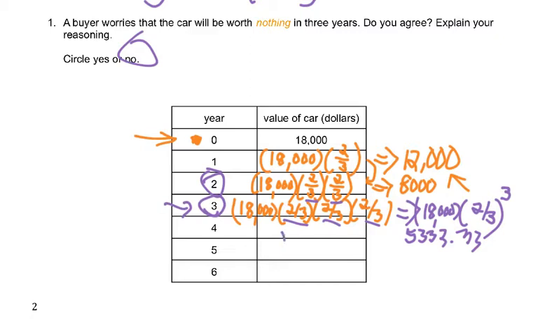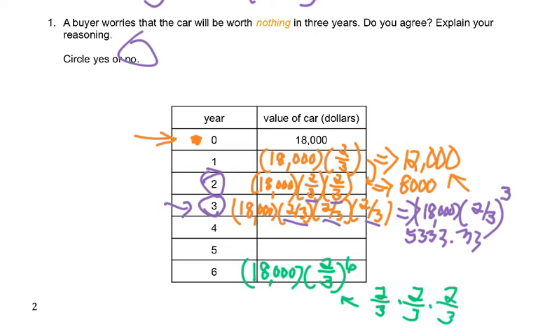I can keep going. But it just takes too much time, right? I mean, I could keep filling in the table, and I just keep following the pattern. So this very last cell down here, for year 6, would look like this: 18,000 times 2/3 raised to the power of 6. Because if not, I'd have to write out 2/3 6 times. And Mrs. Hennefarth is just way too lazy to do that. And plus, I'd run out of room, right?